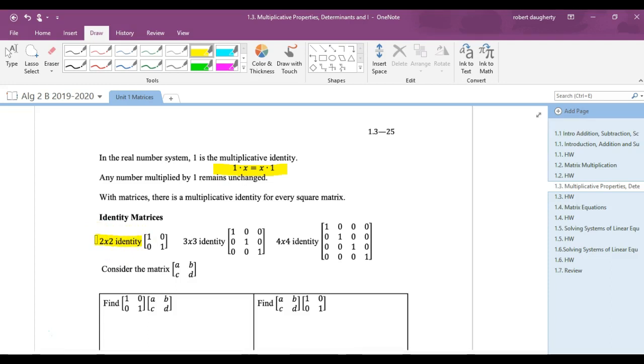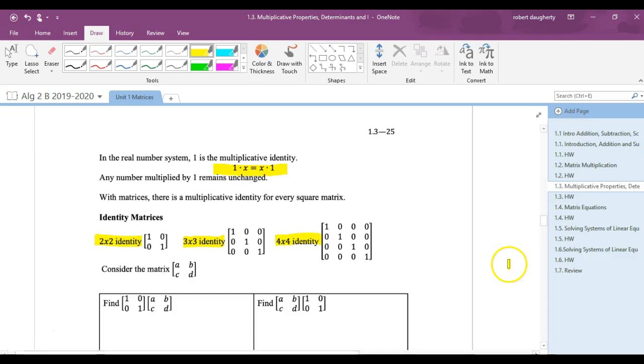That means if I multiply this by any 2 by 2 matrix, what will my answer be? The same. It doesn't change it, okay? So if I start with any 2 by 2 matrix and I multiply it by this, I get the same matrix I started with. Here's my 3 by 3 identity. Here's my 4 by 4, okay? So these are just the matrix equivalent of multiplying by 1.